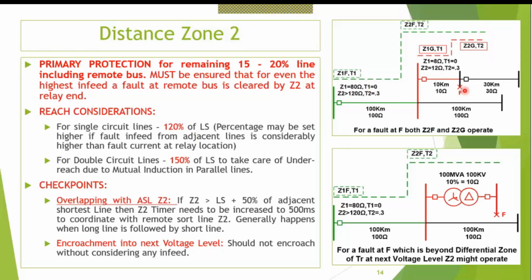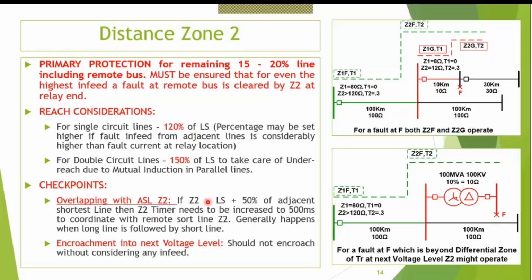What will happen if a fault occurs over here? It is in zone 2 of this line and also zone 2 of this line. So what will happen? For a fault on this bus, this F point, this relay will trip and this relay will also trip. That we cannot allow. Under such circumstances, the T2 of this particular relay should be increased.